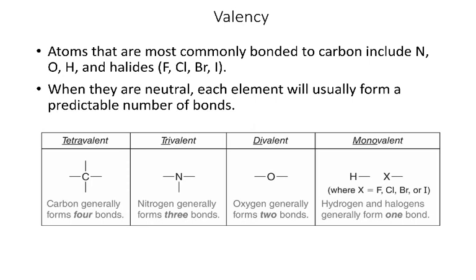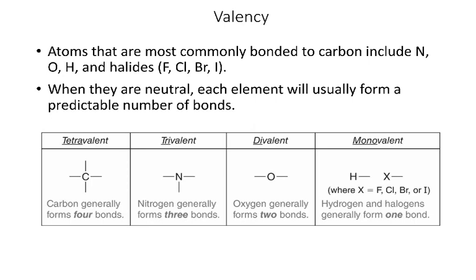So one important thing to keep in mind when you're asked to draw constitutional isomers is valency. The atoms that we're going to deal with most often in organic chemistry are carbon, nitrogen, oxygen, hydrogen, and halides, so fluorine, chlorine, bromine, and iodine. And these atoms, at least when they're neutral, tend to form a predictable number of bonds. Carbon generally forms 4 bonds. We call it tetravalent. Nitrogen generally forms 3 bonds, so we call it trivalent. Oxygen is divalent, forming 2 bonds, and hydrogen and the halogens are monovalent, meaning they tend to form 1 bond.